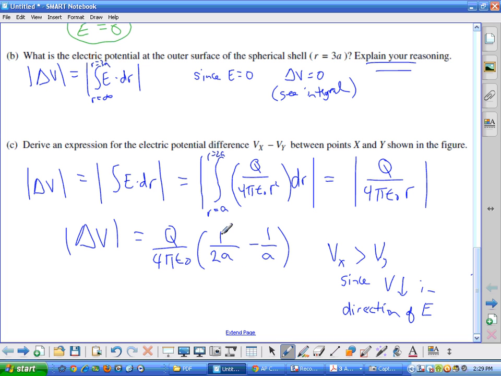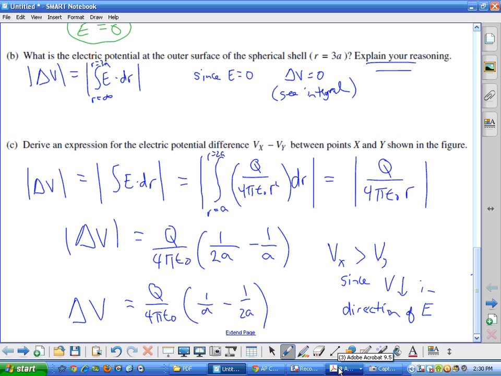Now we have to look at this 1 over 2a minus 1 over a. This is 2 over 2a. So this is actually going to be q over 4 pi epsilon 0 times 1 over a minus 1 over 2a. Again, the reason is we needed a voltage difference that was positive. If I left it in this order, 1 over 2a is smaller than 1 over a, and when I subtract this bigger number, I get something that's negative. So that is something that you would need to show.